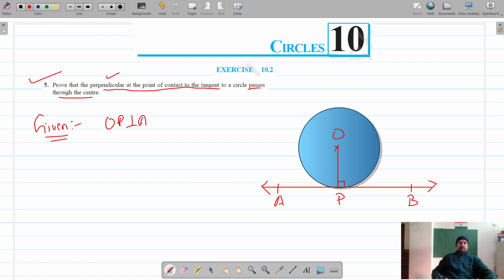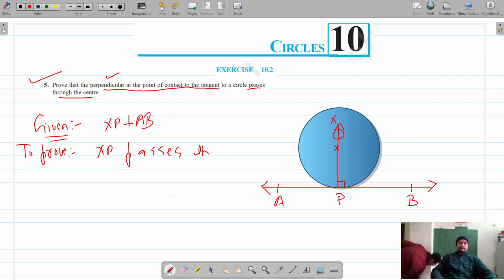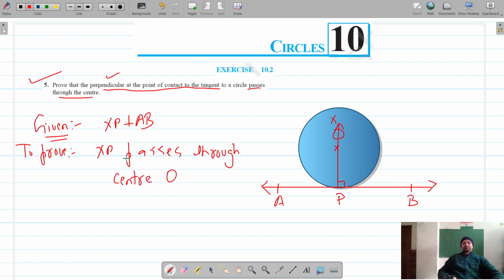It's given that the perpendicular is perpendicular to AB, and we have to prove that it passes through the center. Let's say it's PX, and this is X, so it passes through the center O. We have to prove that XP is perpendicular to AB, and that XP passes through the center O.